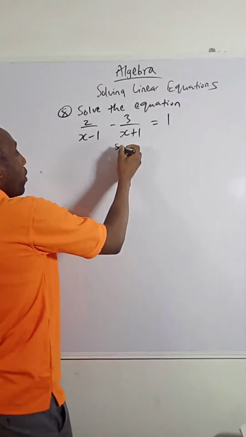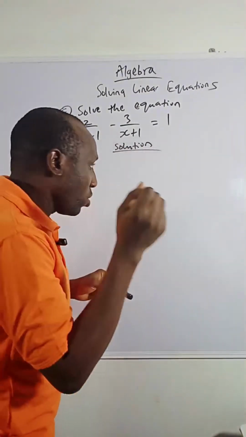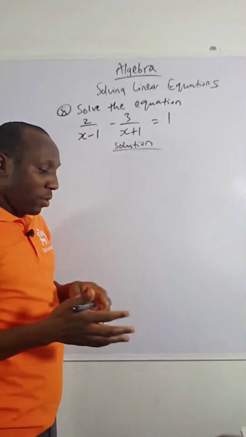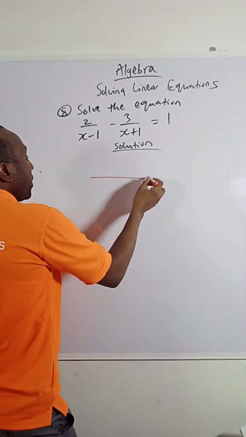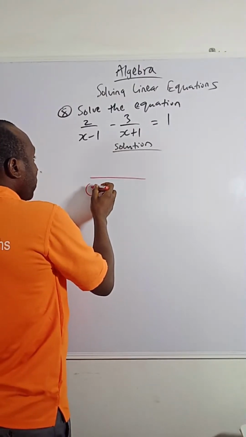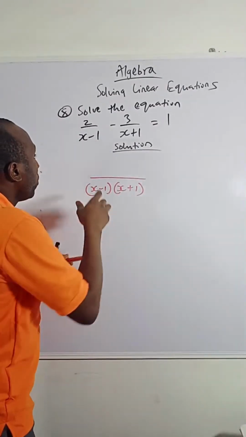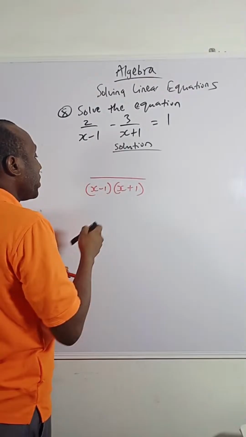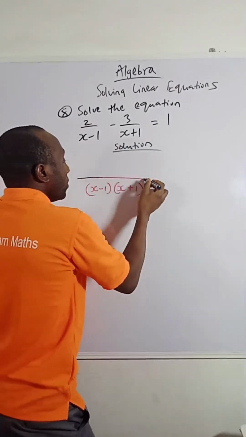So what do I do first of all? You know how you add and subtract fractions, where you take the LCM of the denominators, right? So let's do it here. What's the LCM of x minus 1 and x plus 1? It's just going to be the product of the two of them. Then x minus 1 goes into this, you have x plus 1, so use x plus 1 to multiply 2.